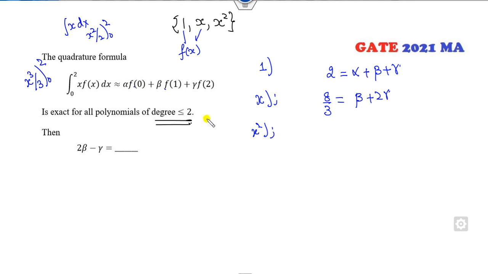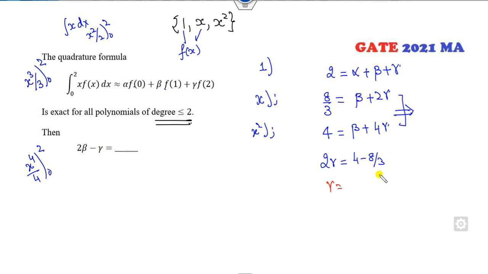Then it's x square. It's x cube. Integration of the x cube is x4 by 4. It's 16 by 4, which is 4. It is again beta, and it is 4 times gamma. Then your target is to find this. You can see I can subtract them. It's 2 of gamma is 4 minus 8 over 3.